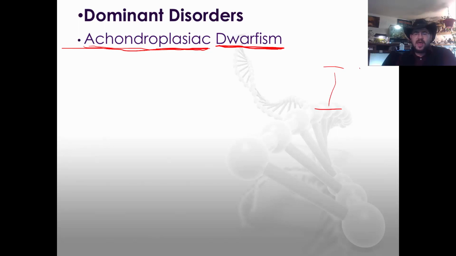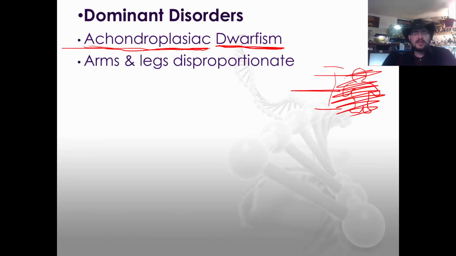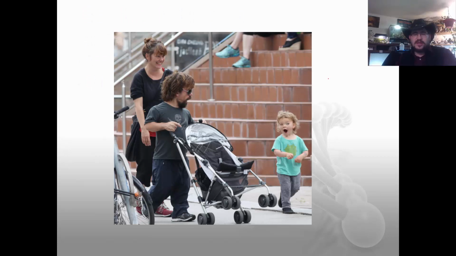You have, this is going to be an awful drawing, but you have a head that is relatively normal sized, and then you'll have a body that's disproportionately short. Body and legs are disproportionately short to the head. So your arms and legs are disproportionate. You're 4'10" or shorter.